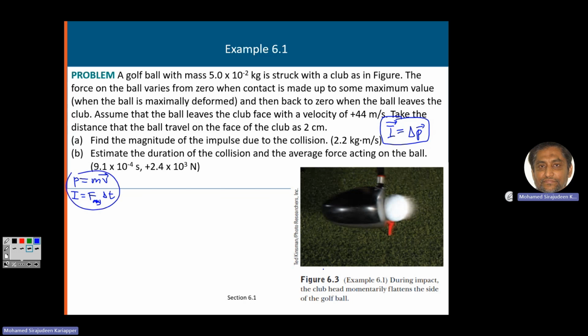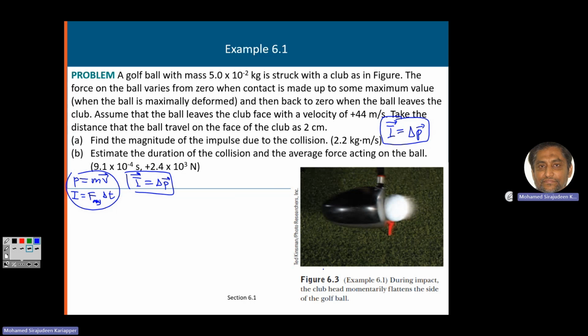Then we say these two are related. So we have a theorem which tells you impulse is equal to the change in the momentum. Now what is this question? We are going to apply what we learned now.